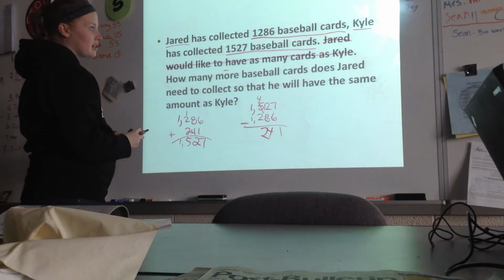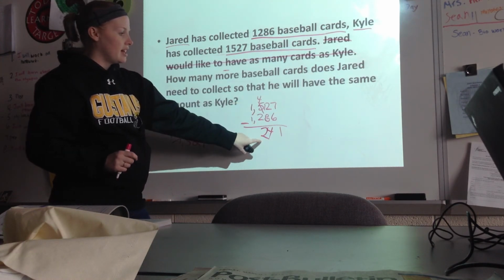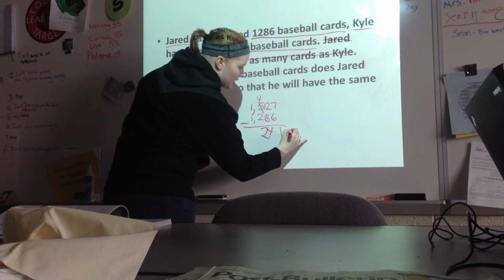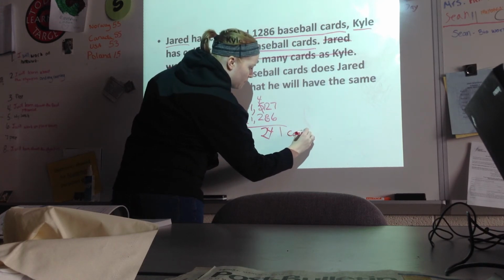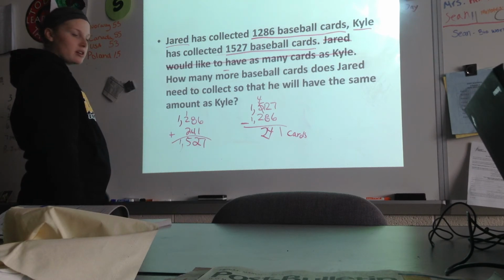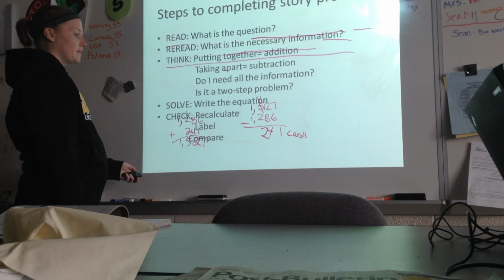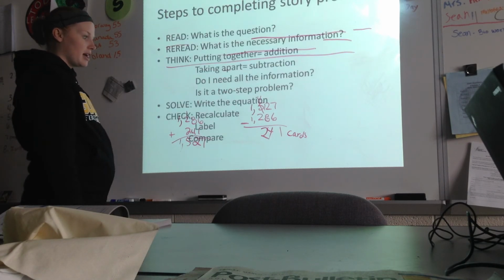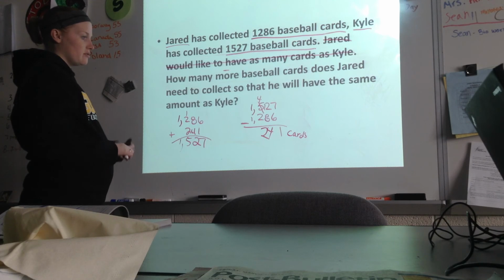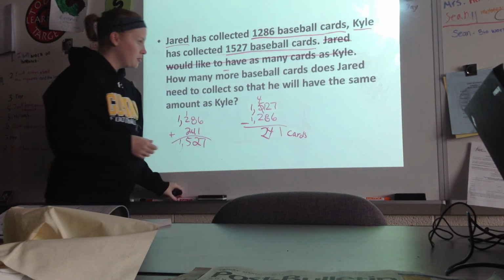Now I have to label it. We know that we are subtracting baseball cards, so this is how many cards. So we need to make 241 more cards. So it's 241 cards is what they need to have the same amount as Kyle. So now you can compare with your partner. And once you do that, we can see who got it right, and if you didn't get it right, this is the time to resolve and look at your problem.